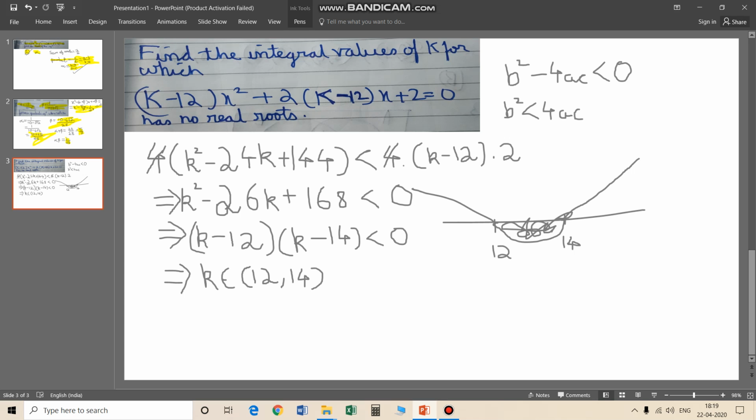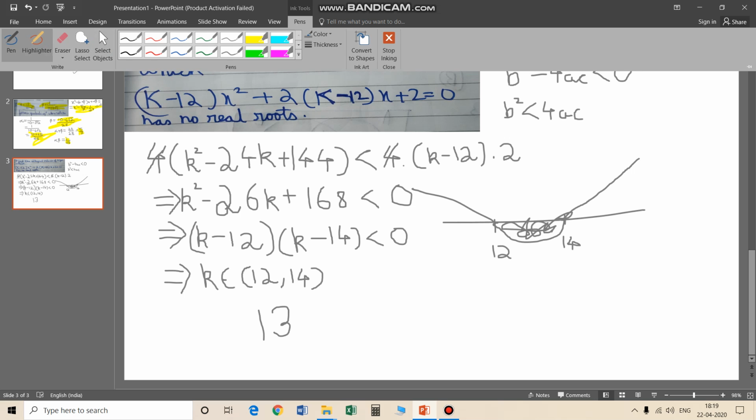Now find the integral values of k. This is the thing we have to find. Between 12 and 14, 12 is not included, 14 is not included. Only one integral value of k is possible, that is 13, and this is the final answer.